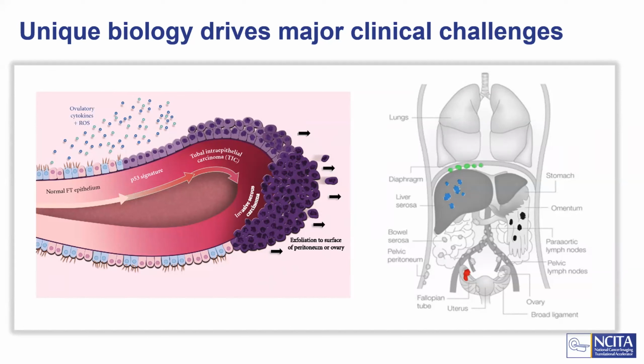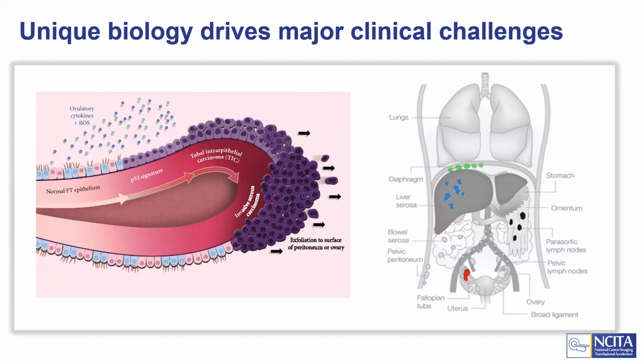So the real challenge with ovarian cancer is that we're not actually treating a single disease, we're treating a myriad of subtly different diseases, and that's the unique biology which creates these clinical challenges. So the disease itself, the name is a little bit of a misnomer because it doesn't actually originate from the ovary, but rather from the distal end of the fallopian tube.